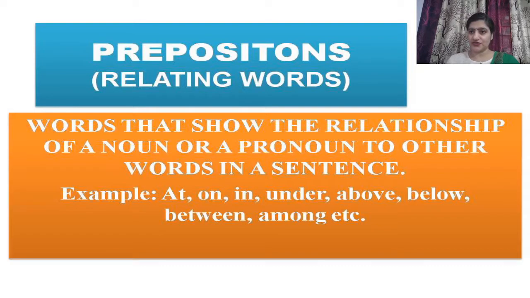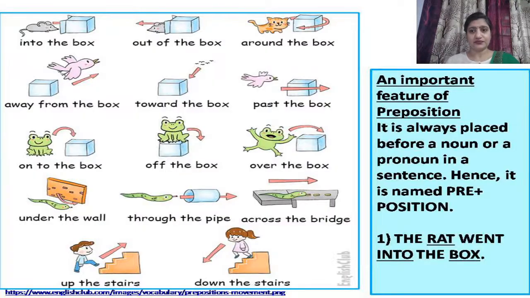Look at prepositions, which are known as relating words. What do they relate? They relate a noun or a pronoun in a sentence to the rest of the sentence. An important feature of preposition is that it is made of two words, pre and position. So prepositions are words which will always come before a noun or a pronoun in a sentence. In other words, they will always be followed by a noun or a pronoun in a sentence and would show its relationship with the other words in the sentence.